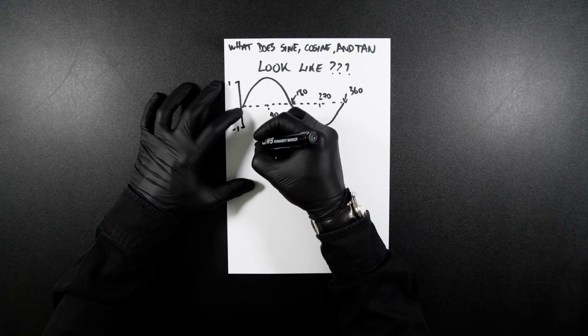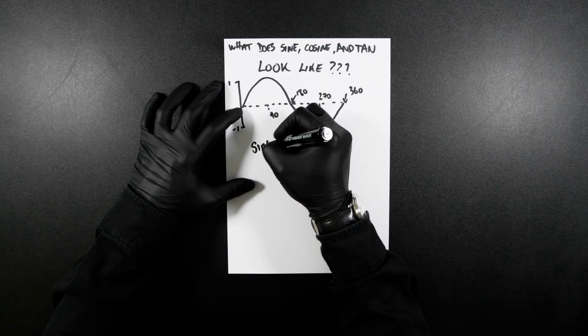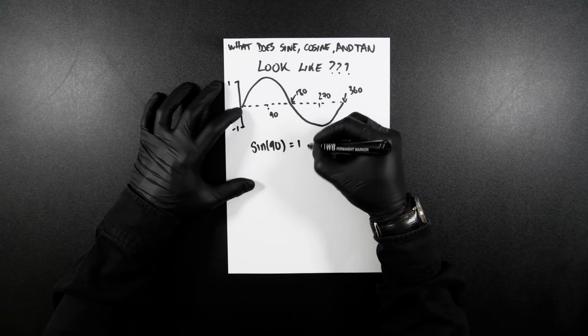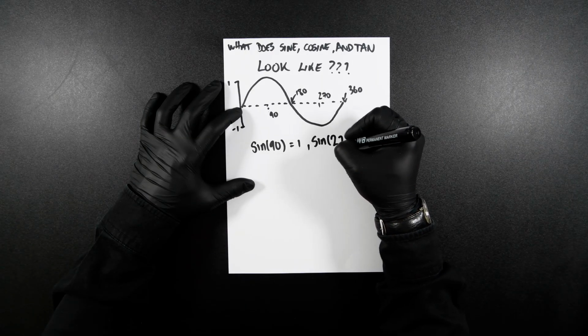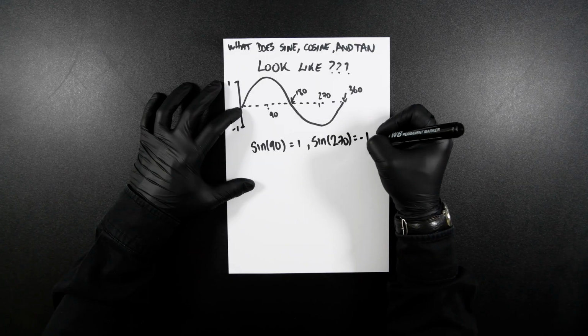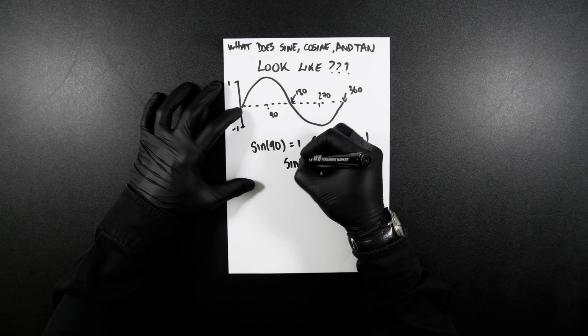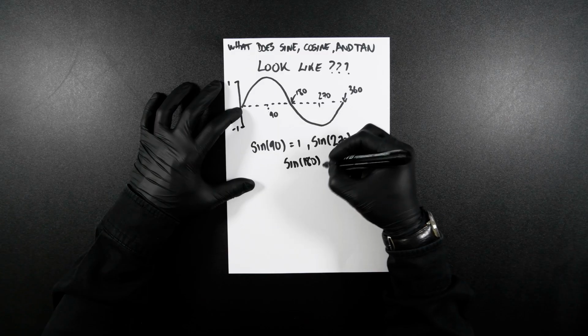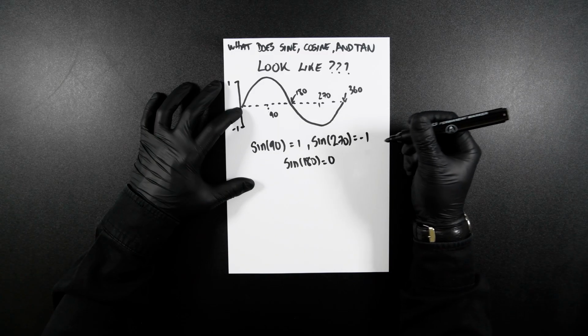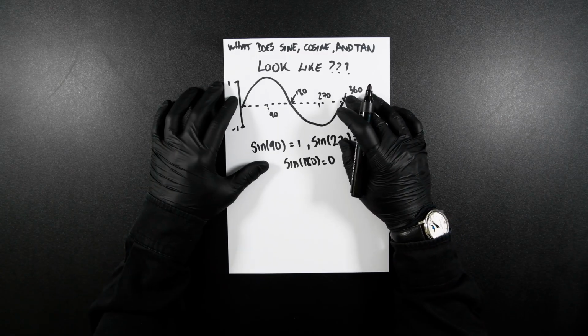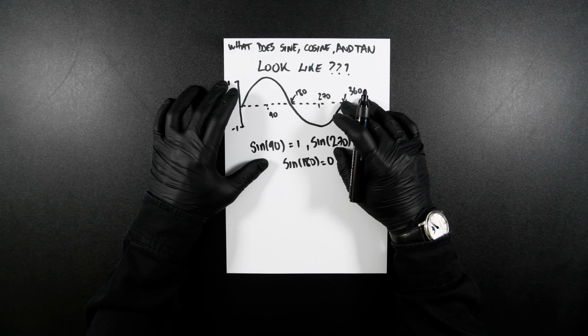So if I put in the calculator sine 90, you're going to get 1. If I put in sine 270, you're going to get minus 1. Sine 180 is going to be 0. So that is the simple way of how you can show what sine looks like.